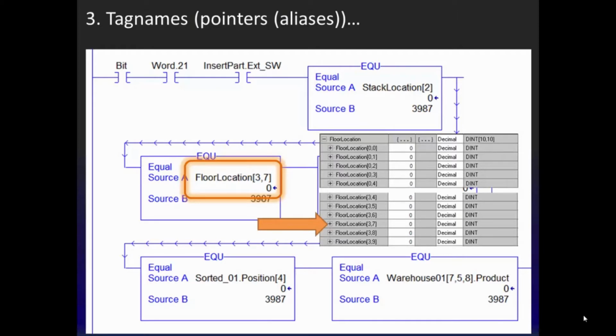In this one right here, we're looking in a two-dimensional array. We're looking at, and I say floor location, if you picture on the floor a 10 by 10 grid, we're looking in the coordinate 3, 7. So that would be 3 over and 7 up. We're looking in that location to see if it is 3987. So this is a tag that represents an element in a two-dimensional array.